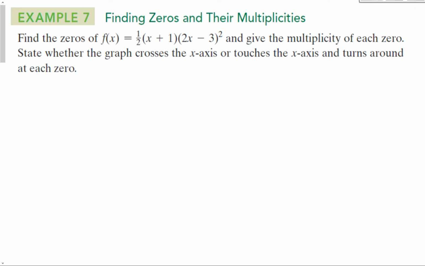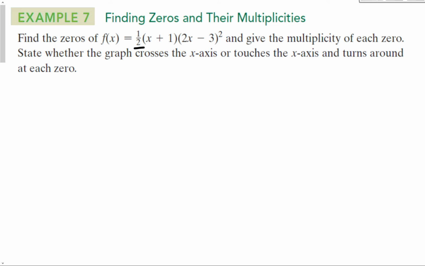So let's do this example and find the zeros and their multiplicities. Find the zeros of f of x and give the multiplicity of each zero. State whether the graph crosses the x-axis or touches the x-axis and turns around at each zero. Well, thankfully, this particular function happens to be factored already. So it is nice and easy.